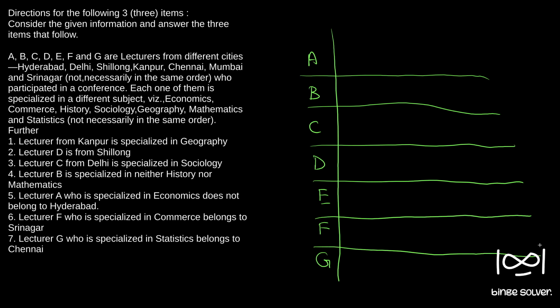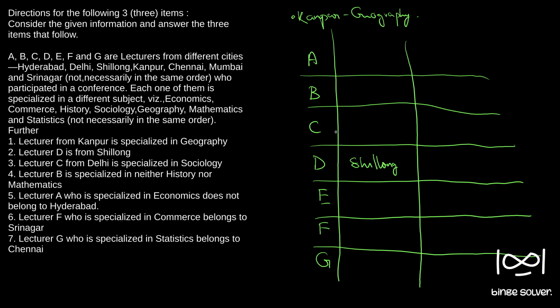Going to draw a table. So lecturer from Kanpur is specialized in geography. So Kanpur, geography. Okay, we will use this information later. Lecturer D is from Shillong. So this D is from Shillong. So we will draw another. Okay. Lecturer C is from Delhi, specialized in sociology. So Delhi, right here, sociology. Okay.